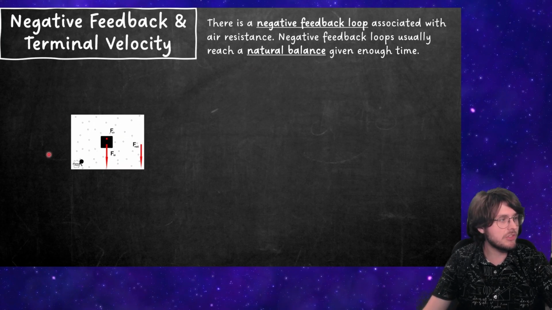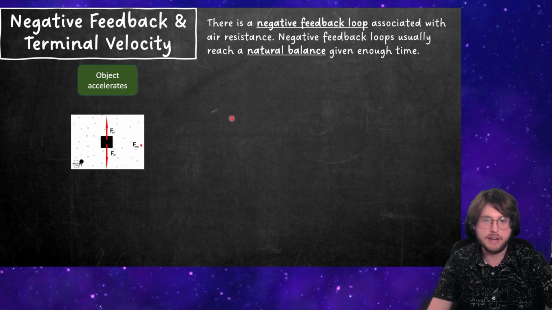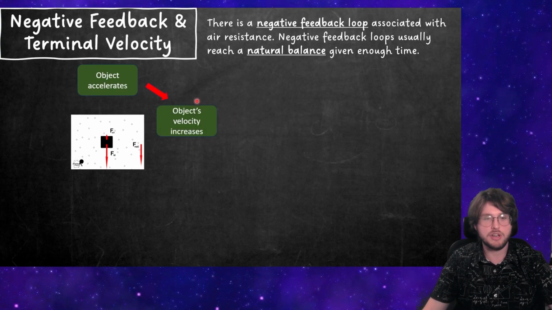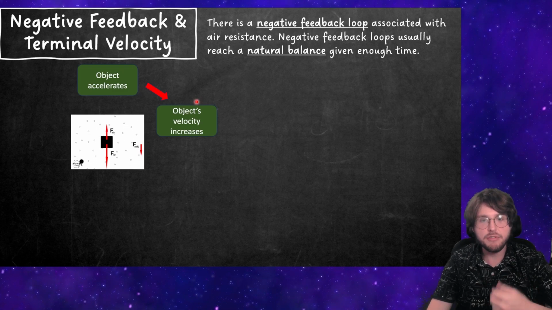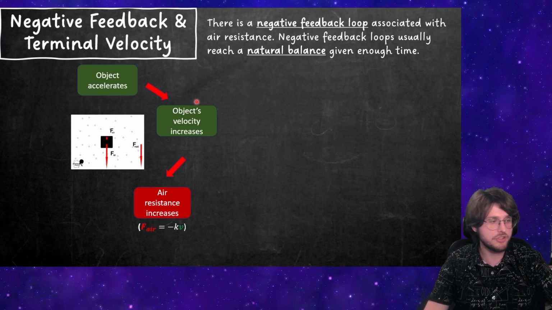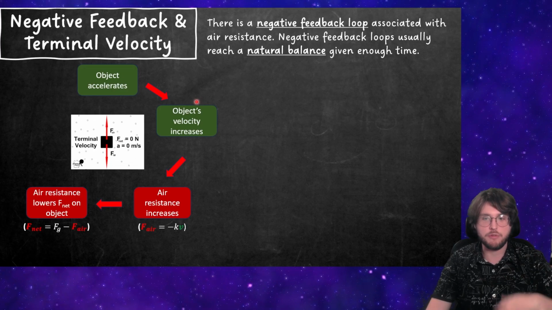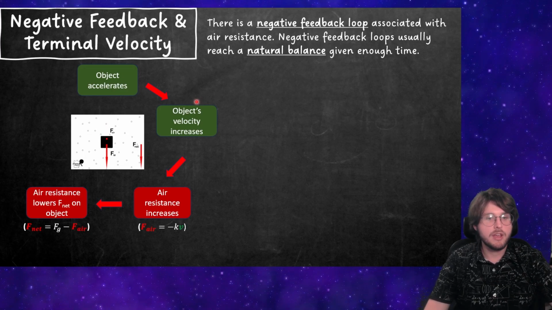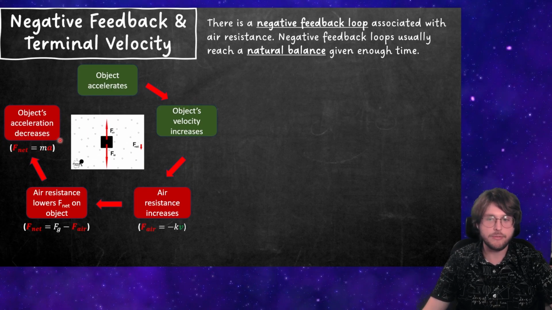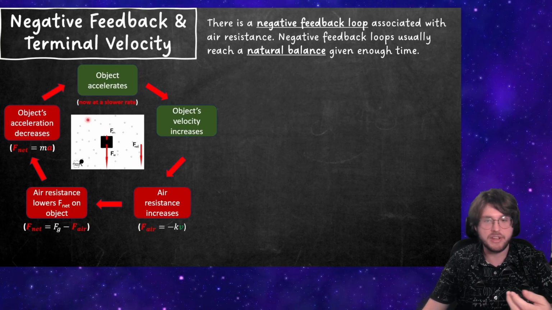Well, in this case, I'm going to use this GIF here as a reference again, and say we drop an object and it starts accelerating. Well, when it accelerates, then by definition, that means the object's velocity is going to increase in some way. As that object's velocity increases, it's going to cause air resistance acting on it to also increase. When that air resistance increases, it's going to lower the net force acting on the object. And when that object's net force lowers, it's going to cause the acceleration of that object to decrease. And at this point, the loop repeats over itself, but now at a slower rate of acceleration.